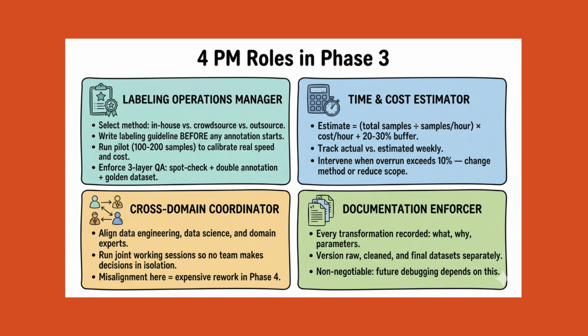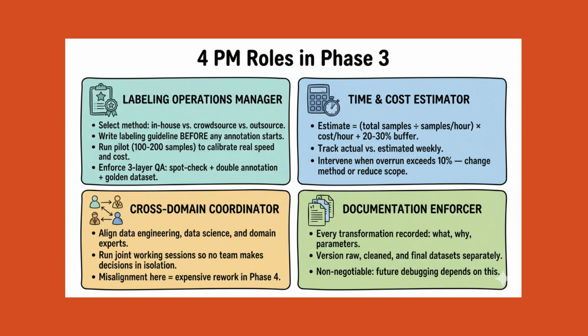Phase 3 is long, detailed, and expensive. Your effectiveness as project manager in this phase depends on 4 specific roles. The first role is Labeling Operations Manager. Data labeling is Phase 3's biggest cost driver and most common schedule risk. Left unmanaged, it expands indefinitely. Your responsibilities here are concrete.